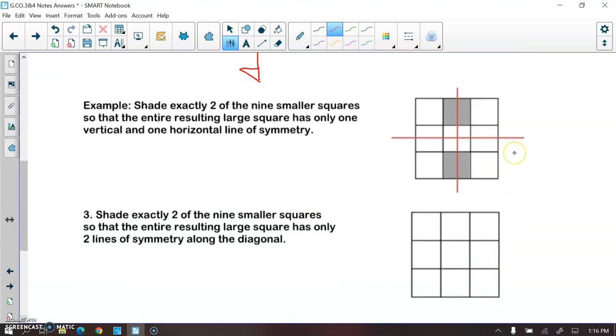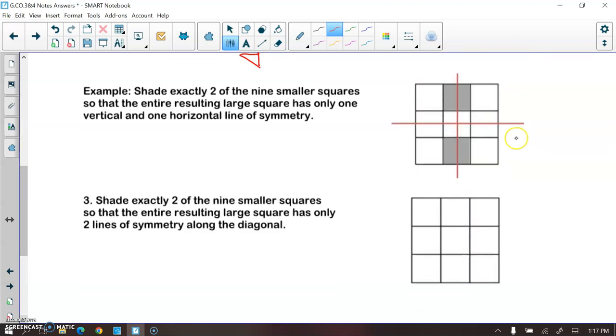All right, so this example is already done for you, but for this example, it says to shade exactly 2 of the 9 smaller squares so that the entire resulting large square has only 1 vertical and 1 horizontal line of symmetry. So in this example, we shaded the top middle square and the bottom middle square. And if I folded this in half horizontally, then one half would match the other half exactly. And if I folded it in half vertically, the one half would match the other half exactly.